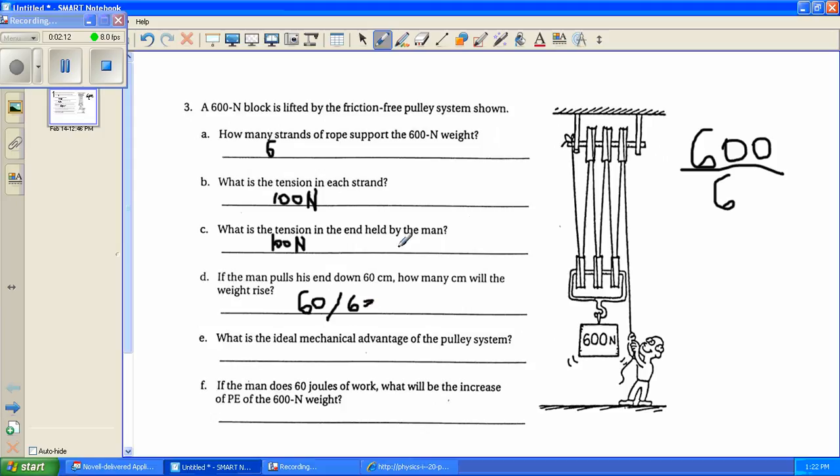So the answer, once again, to that is 10 centimeters.